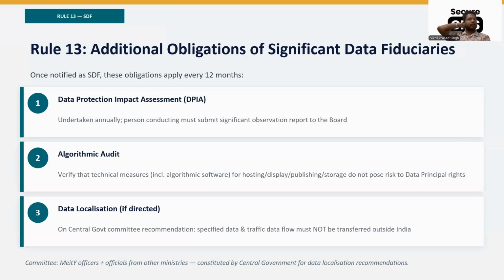Then there come the additional obligations of the significant data fiduciary. Till now, is everyone with me? If there is any question, you can stop me and ask. You can ask me anytime.